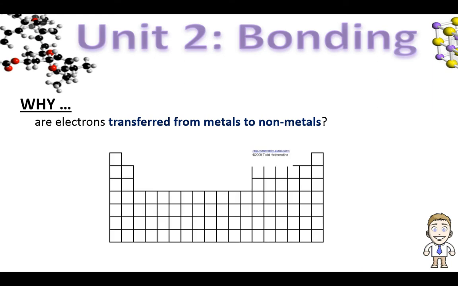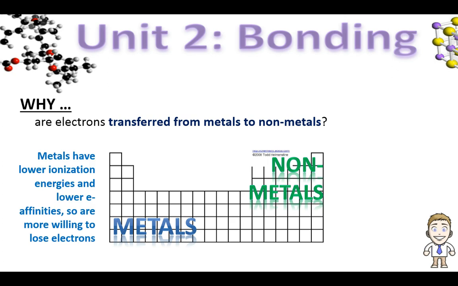The answer has to do with the periodic table and the general positioning of these two groups, the metals down here on the bottom left and the nonmetals up here on the top right. If you think back to Unit 1, where we learned about the periodic table, all the atoms over on this side of the table have similar characteristics, two of which matter here. These atoms have low ionization energies and low electron affinities. These just happen to be all the metals. What this means is that metals are very willing to lose electrons. So when we talk about lithium, that is a metal over here on the left side of the periodic table. It's very willing to give its electron to fluorine.